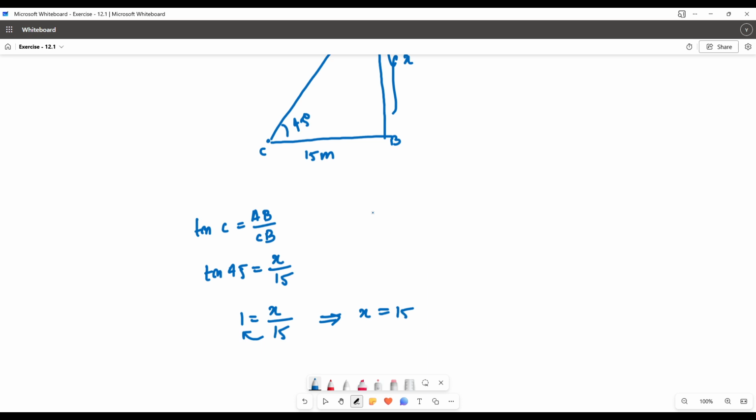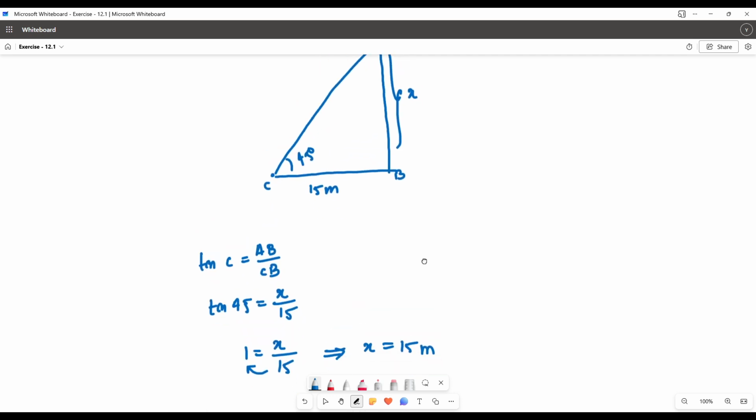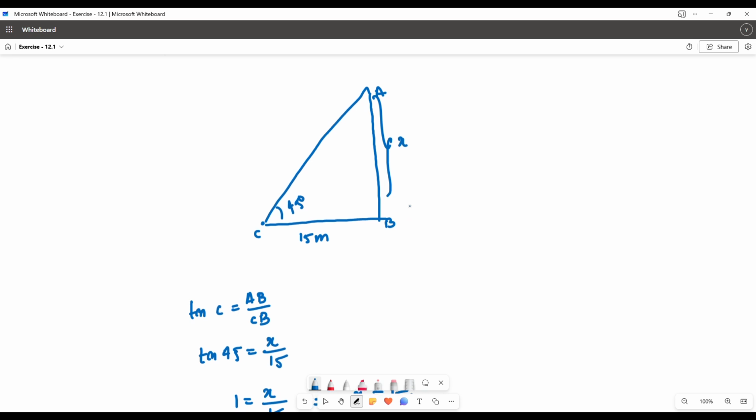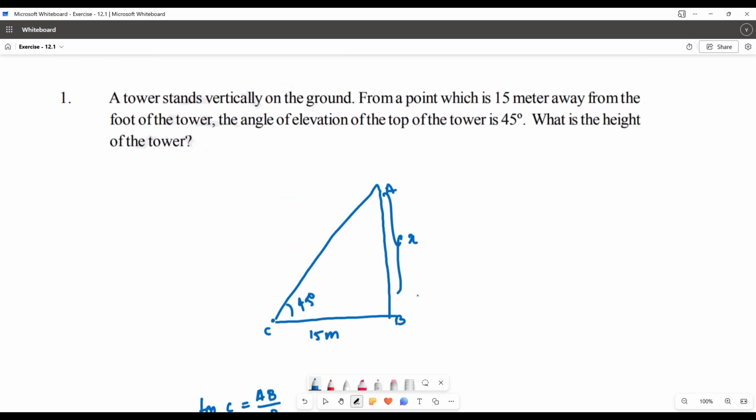That's it. Since the measurement they gave is in meters, the result will also be in meters. Therefore, x we got as 15 meters, that is, the height of the tower is equal to 15 meters.